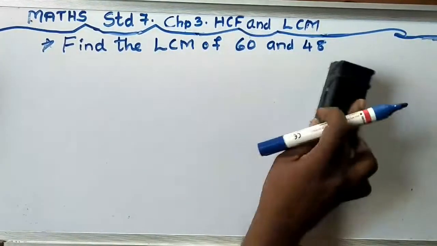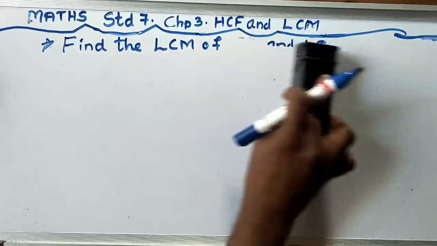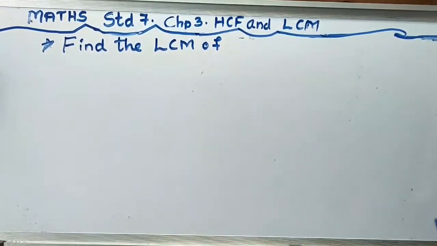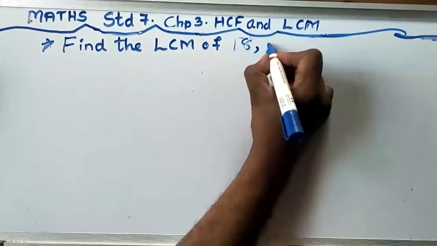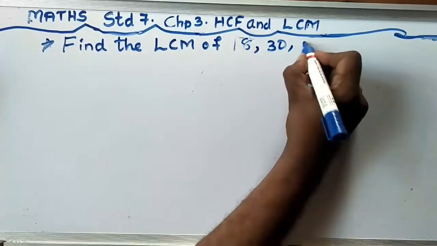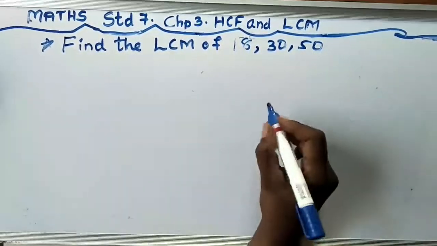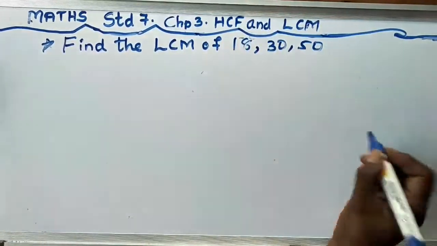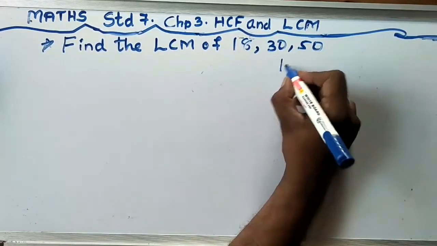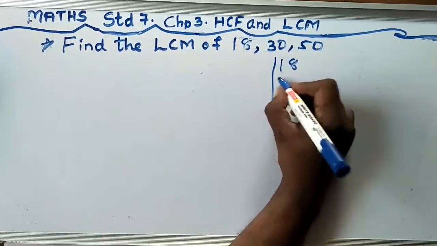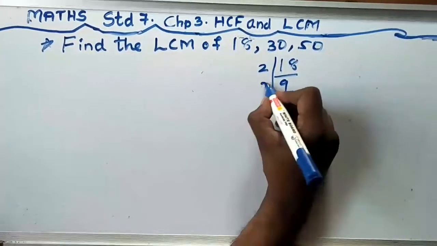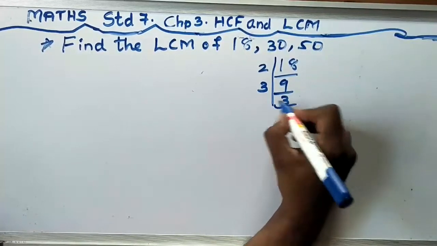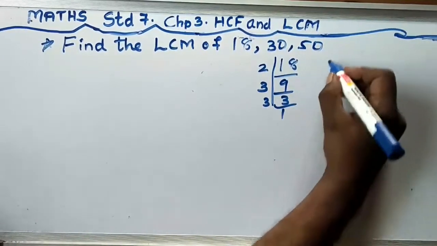Here two numbers are given, 60 and 48. Now let us find for three numbers. How to find it for three numbers? 18, 30 and 50. The first thing is you have to find the prime factor. I'll find the prime factor of 18. 18 goes in 2 table 9 times. 9 goes in 3 table 3 times. 3 goes in 3 table 1 time.